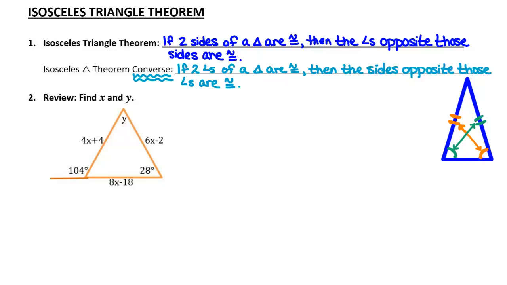My isosceles triangle theorem converse says if I have a triangle and I've got two angles that are the same as each other, they are congruent, then the sides that are opposite those angles would also have to be congruent to each other. It doesn't tell me how big those sides are, but it does tell me that they are the same size as each other.